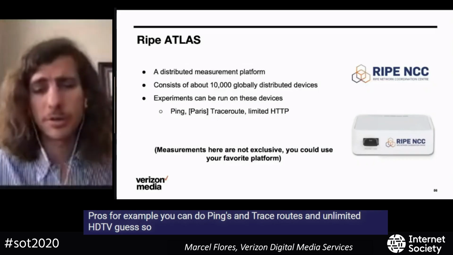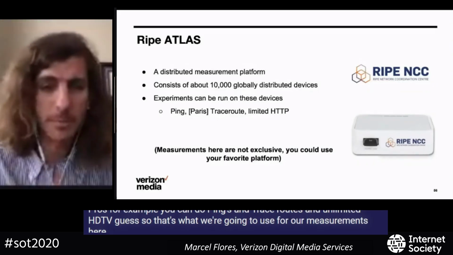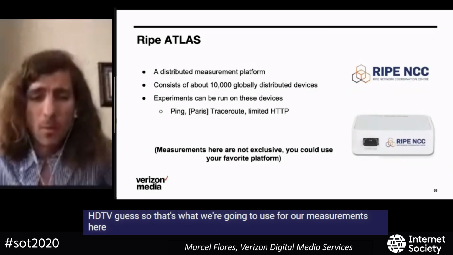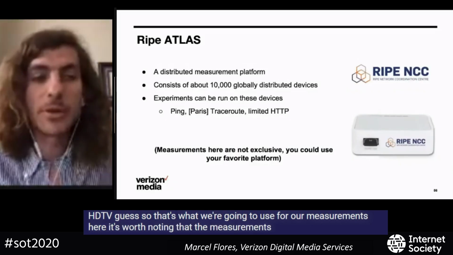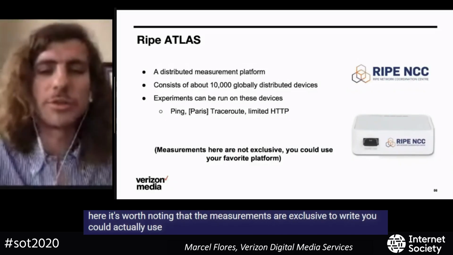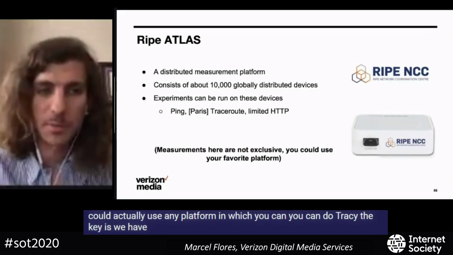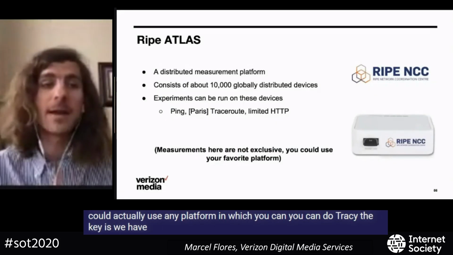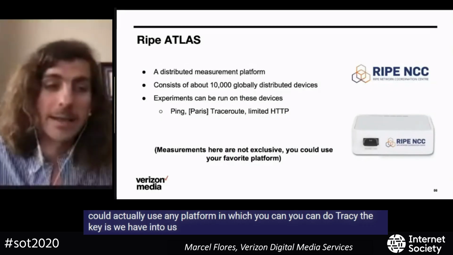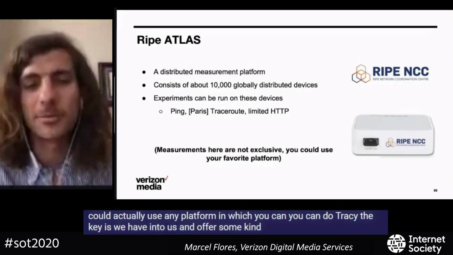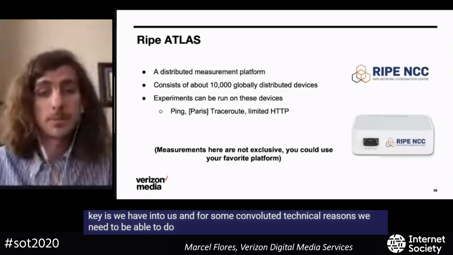So that's what we're going to use for our measurements here. It's worth noting that the measurements here aren't exclusive to RIPE. You could actually use any platform in which you can do trace routes. The key is we have to simulate that user experience. We have to be able to measure from outside the network in to us. And for some convoluted technical reasons, we need to be able to do trace routes.